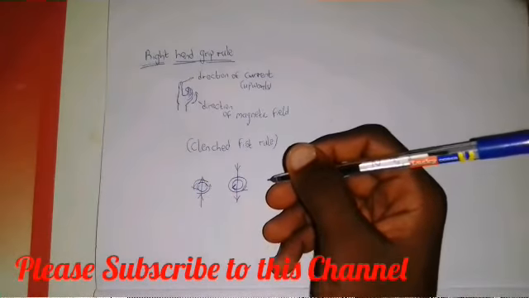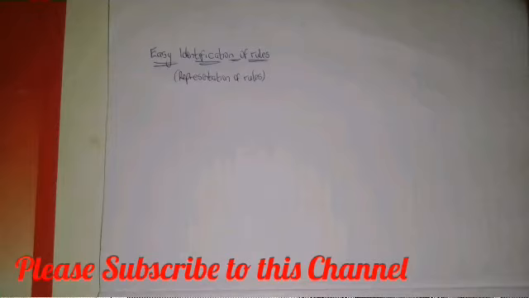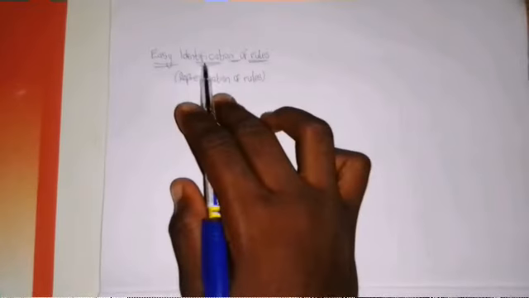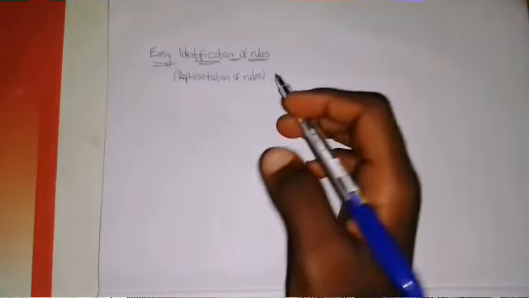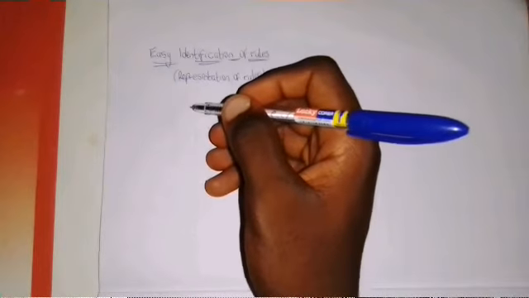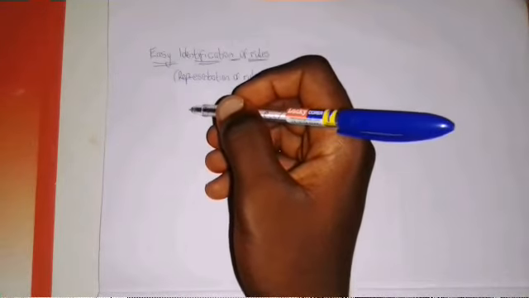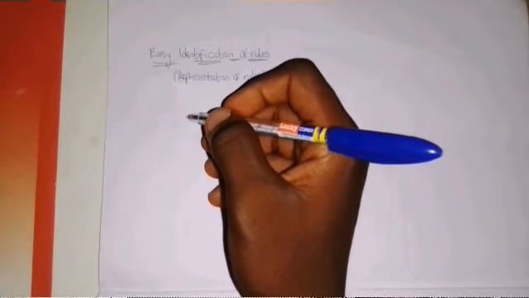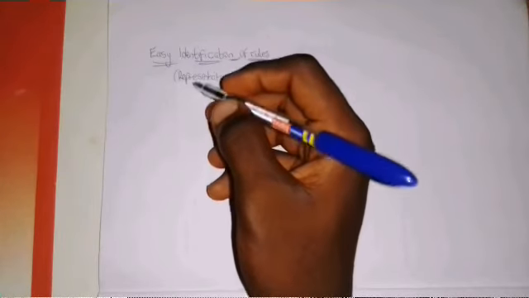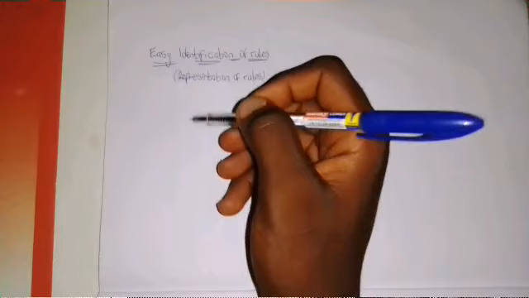So now we move to the easy identification of rules, or the representation of rules. Now we've been discussing the magnetic effect. We've not stopped. We are still on it, and we discussed two rules: the Maxwell corkscrew rule and then the right hand grip rule. So now I want to move to the next one.